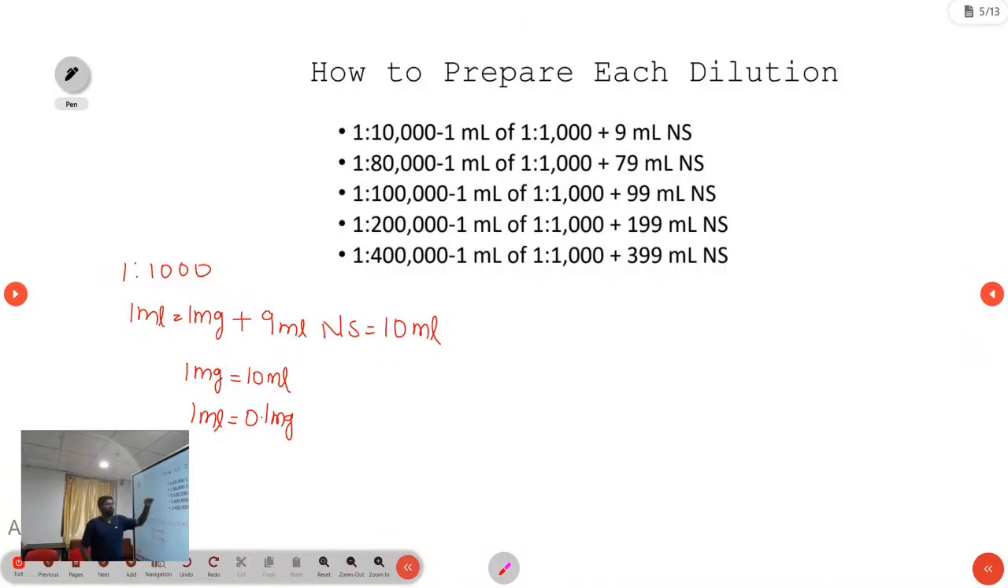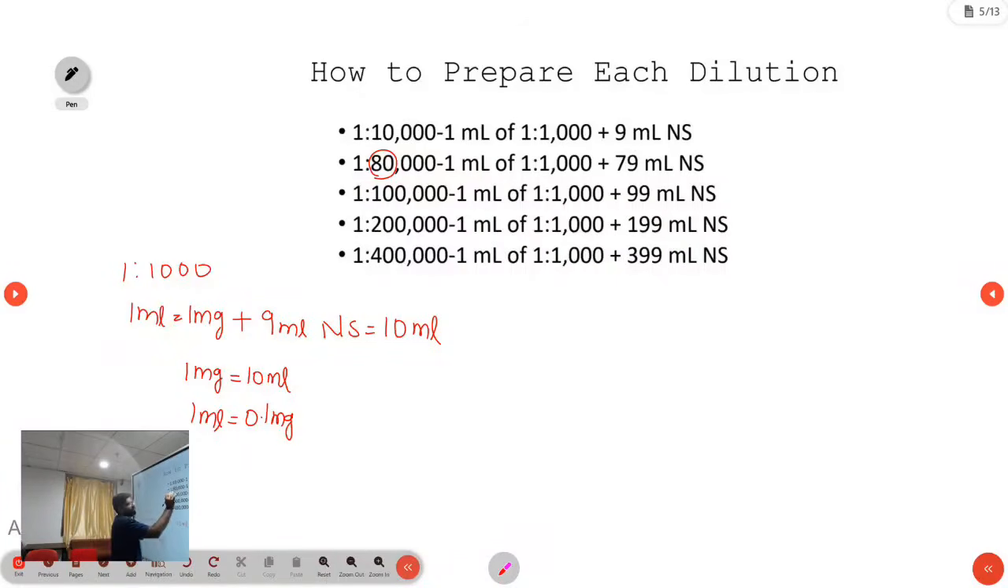So to prepare a 1:10,000 dilution, we have to take 1 ml of adrenaline into the syringe and then dilute it with 9 ml of NS. So in the total 10 ml, it will have 0.1 mg, which we will call a 1:10,000 dilution. And coming to the 1:80,000, similarly, here we can see these numbers. So we have to make the concentrate dilute with these numbers.